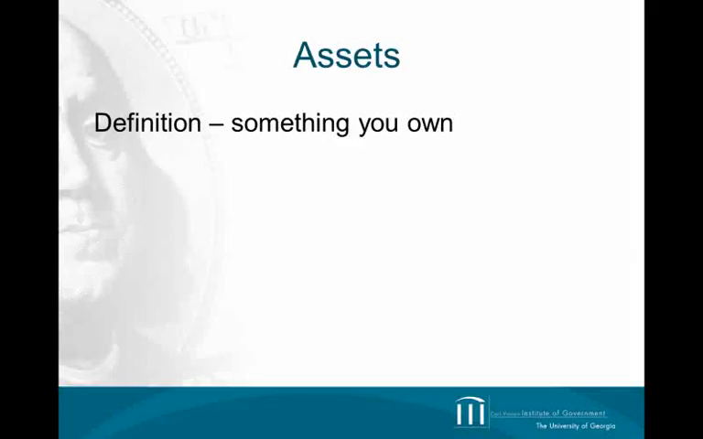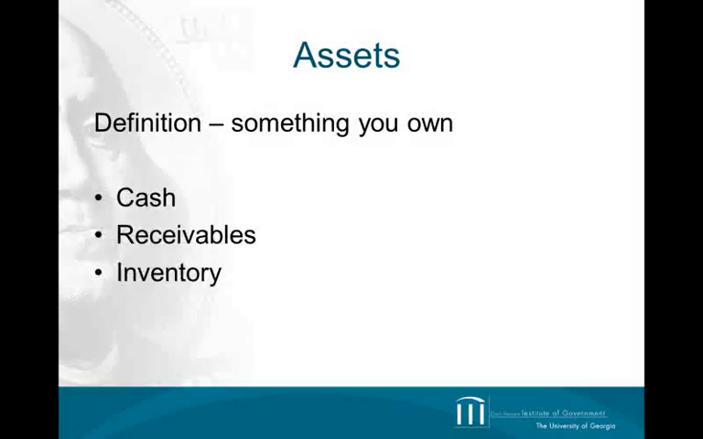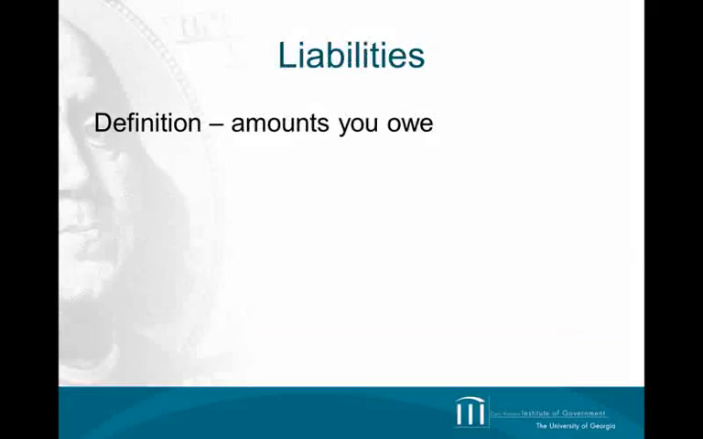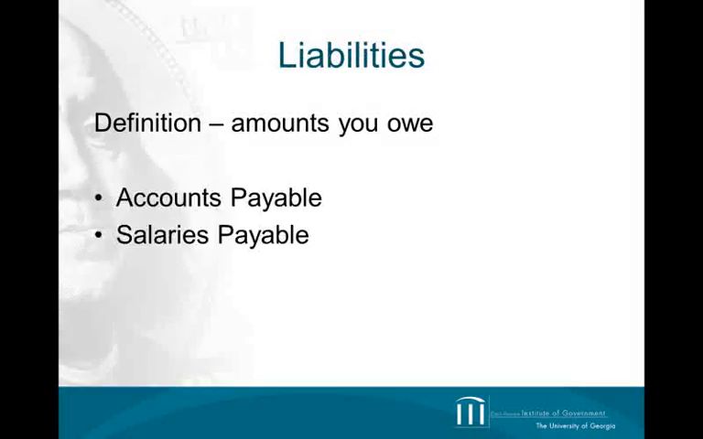Assets are defined as something you own. Examples of asset accounts are cash, receivables, inventory, and prepaid expenses. Liabilities are defined as amounts you owe. Examples of liabilities include accounts payable, salaries payable, and deferred revenue.